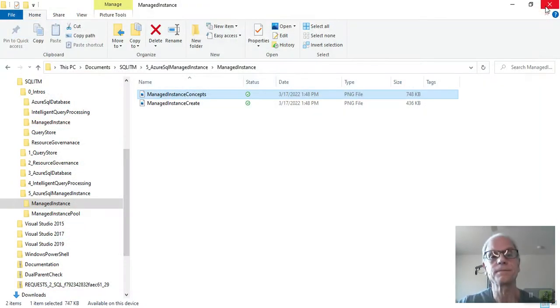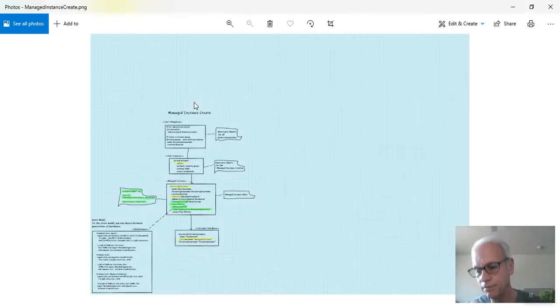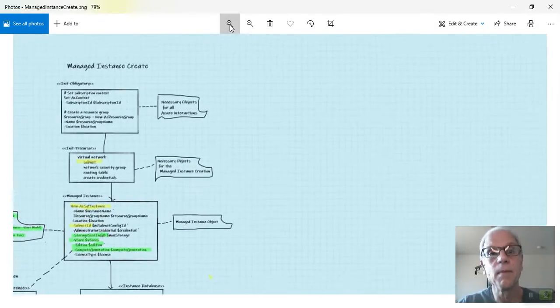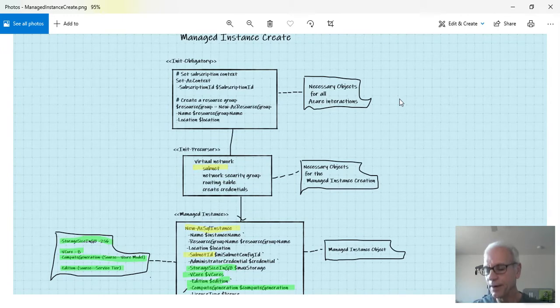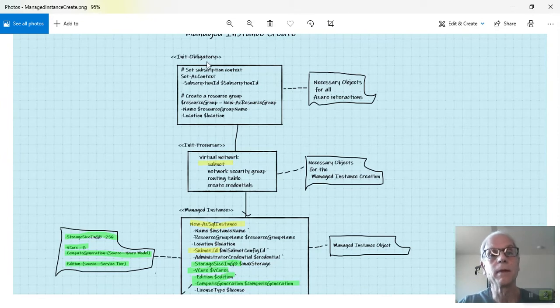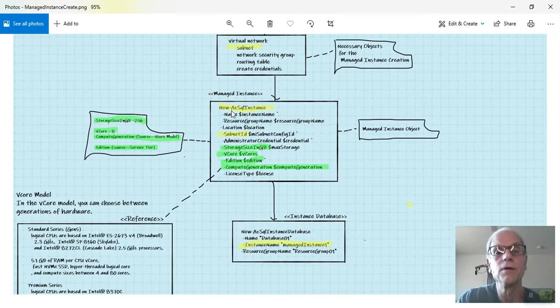Let's get out of this one and get into how to create. I find it's very, very helpful if you start working with PowerShell, Az modules specifically. So this is a breakdown of how to create a managed instance using PowerShell. There's always the obligatory setup of subscriptions and resource groups, so that's out of the way. Next, you set up a virtual network, subnetworks, network security groups, routing tables, and credentials. That's kind of out of the way too, but it's necessary for the creation of the managed instance. The heart and soul, though, is right here, the New-AzSqlInstance. So you're creating the managed instance right here.